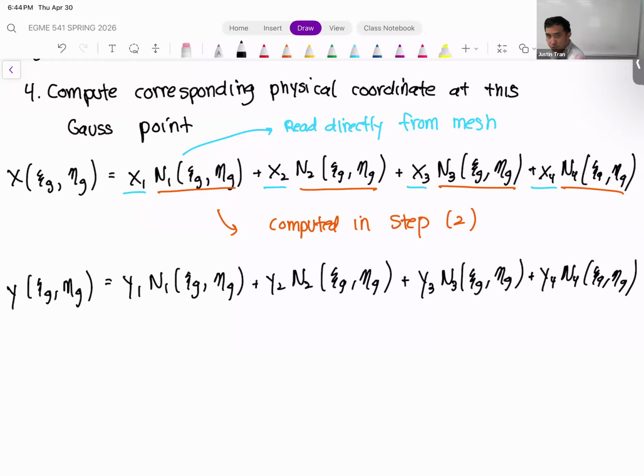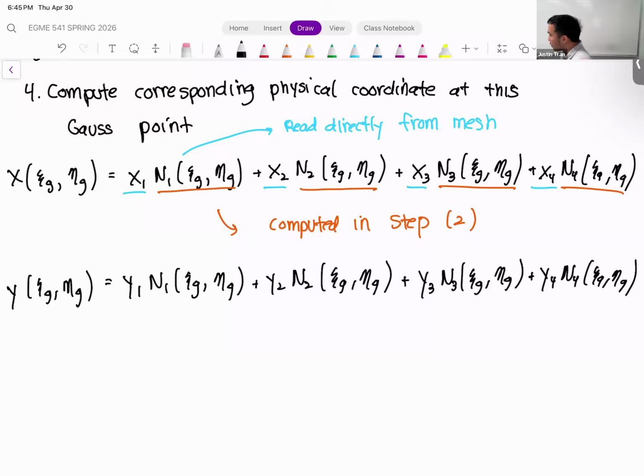Same thing for this y function here. For the y function, our shape functions we already computed in step 2. All the y nodal values, we read directly from the mesh itself. So now after we've done step 4, whenever we see a function that has x and y, most notably in part 2, so step 4 you're going to use in part 2 mostly, we're going to plug in these expressions.